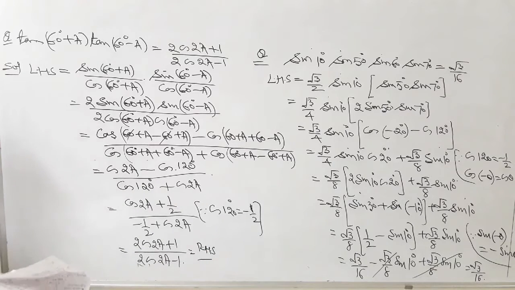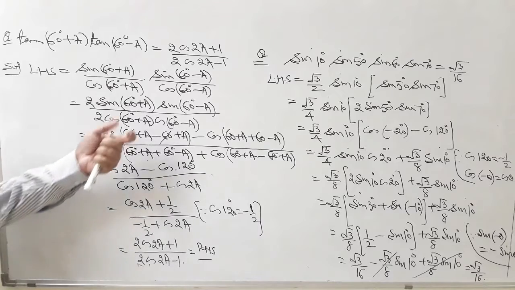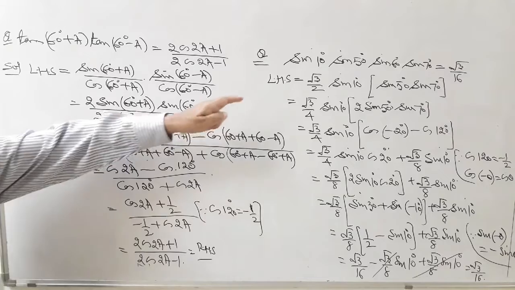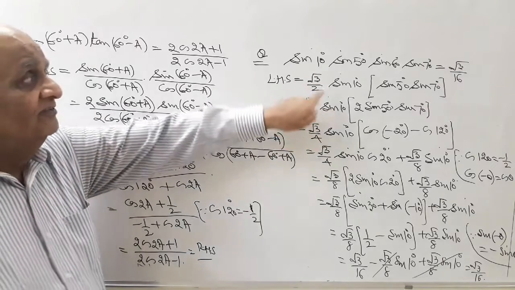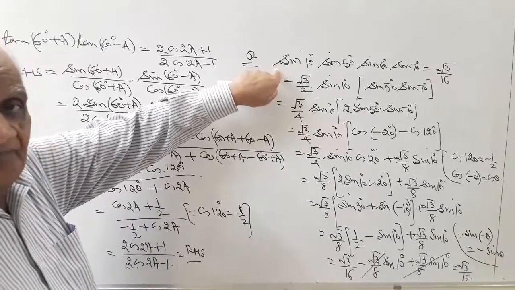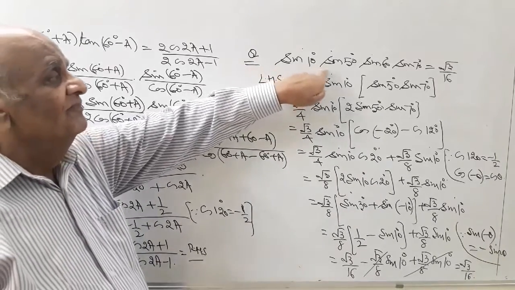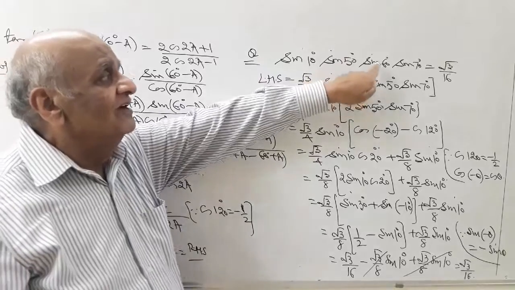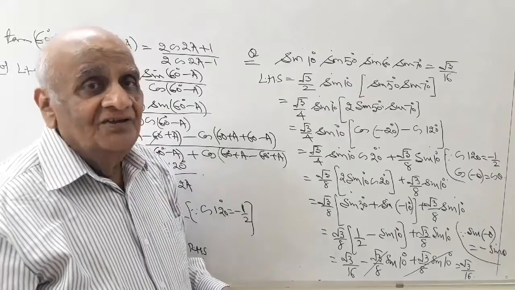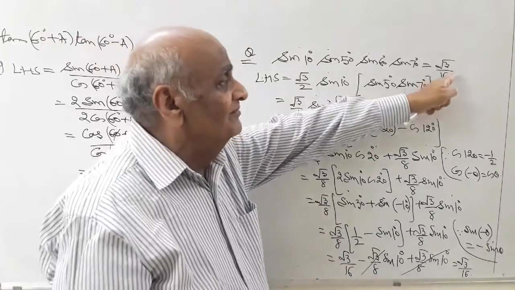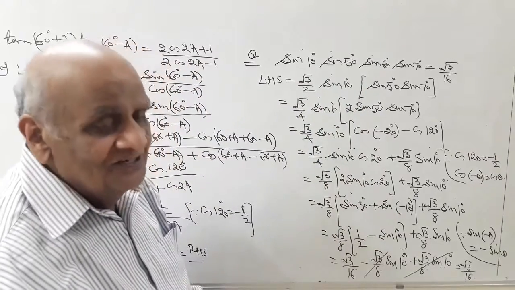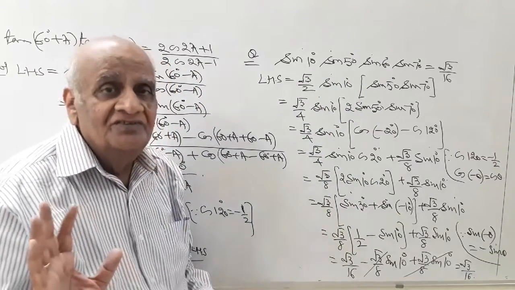Please check and see if you feel any difficulty. You can tell me, put up your problem in the comment box. Now come to the second part, the third question, again the application of A B. It is sine 10, sine 50, sine 60, sine 70 degrees equal to root 3 by 16. Such types of problems are always considered the most important cases.